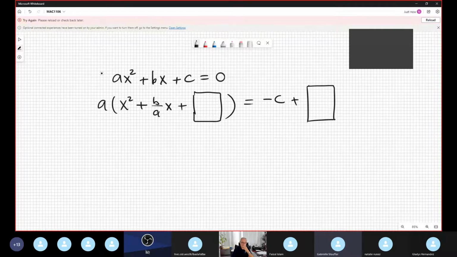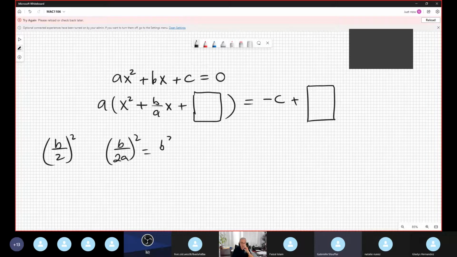So the formula is B over 2, squared. But B over 2 in our specific example is not B, it is B over A. Actually it is B over 2A, because you divide by 2. And B actually is not B, it's B over A in our example. Squared. By the way, this is B squared over 4A squared. I copy here B squared over 4A squared.